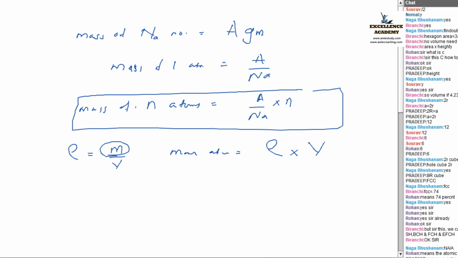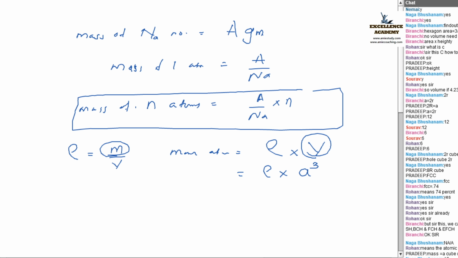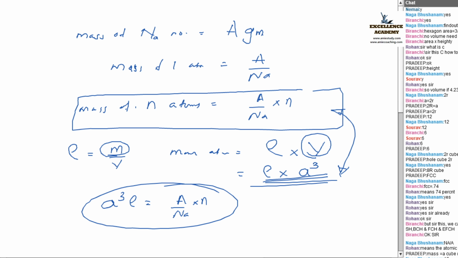In the case of a cubic cell, the volume is A cube. So rho into A cube will give you the mass of n number of atoms there. So these two expressions we can equate. Hence, we got one expression: A cube rho is equal to A by Na into n. So this is one expression. Okay.